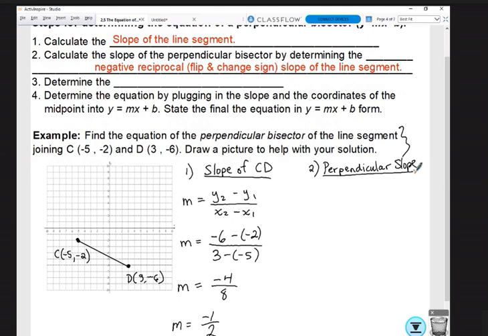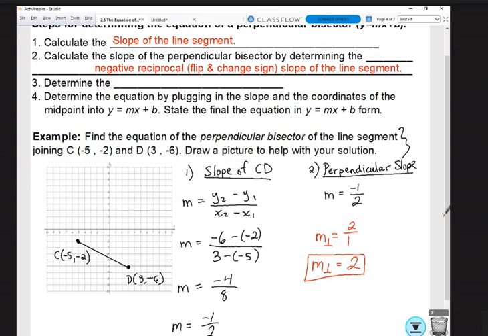So if this current slope is negative 1 over 2, our perpendicular slope is positive 2 over 1, which is really just 2. And to reiterate that perpendicular slope, I put this little subscript that identifies that something perpendicular is going on here. You might not do that, but I highly suggest it, and you'll see why maybe near the end.